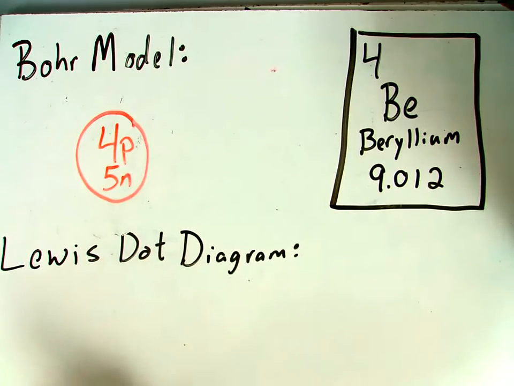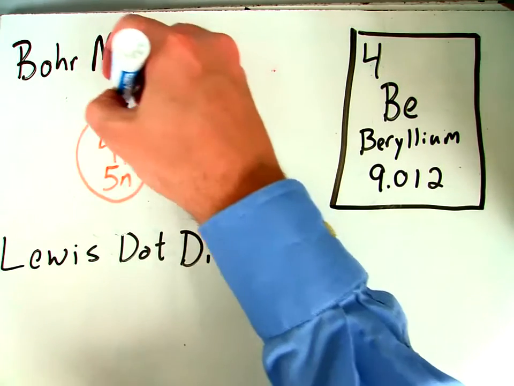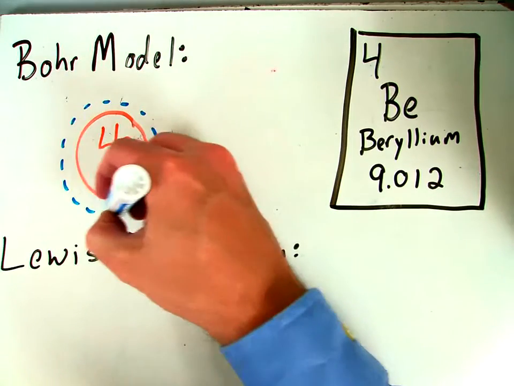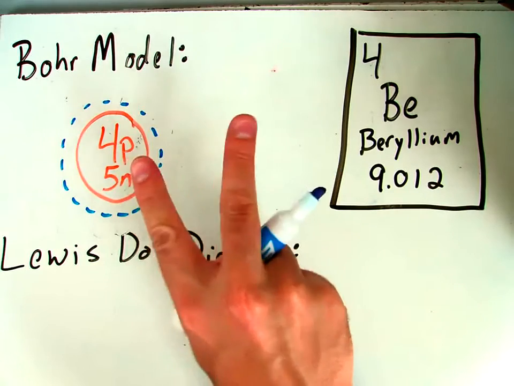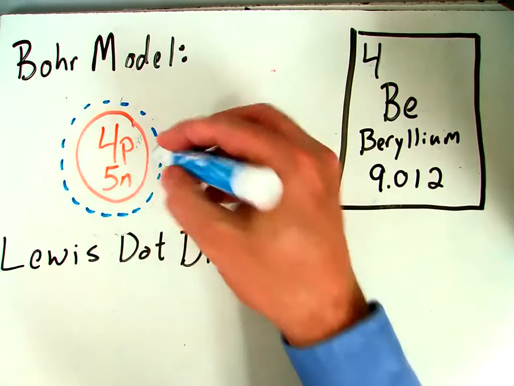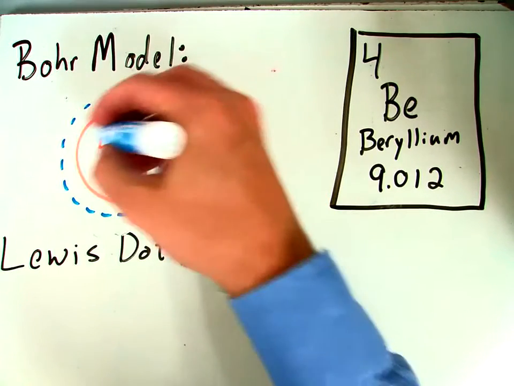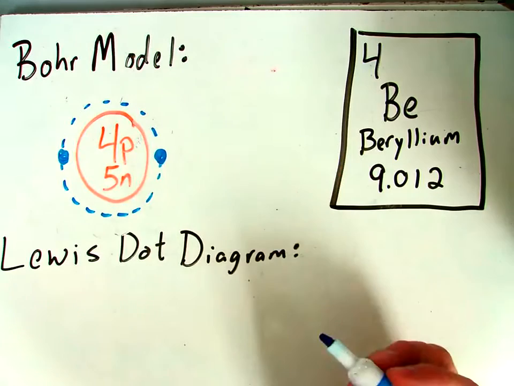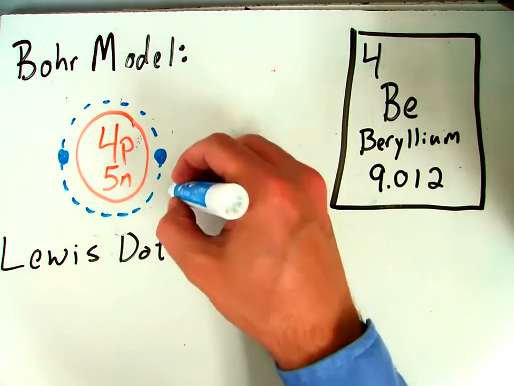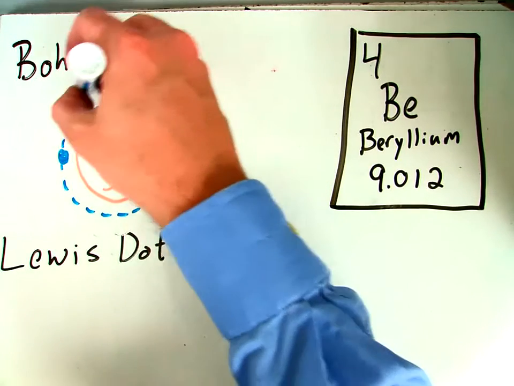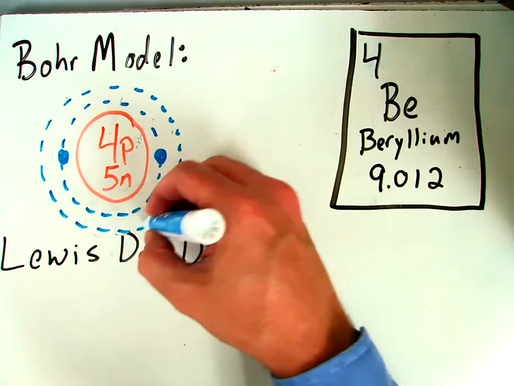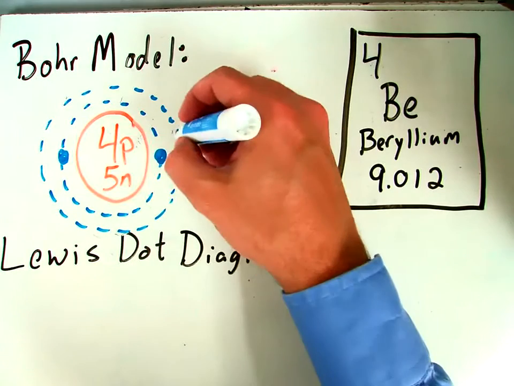That's my nucleus. Going around that, I'm going to have my first ring. Since there's 4 protons, that means there's going to be 4 electrons, but this first ring can only hold 2, so that one's full. The second ring is going to hold the other 2.